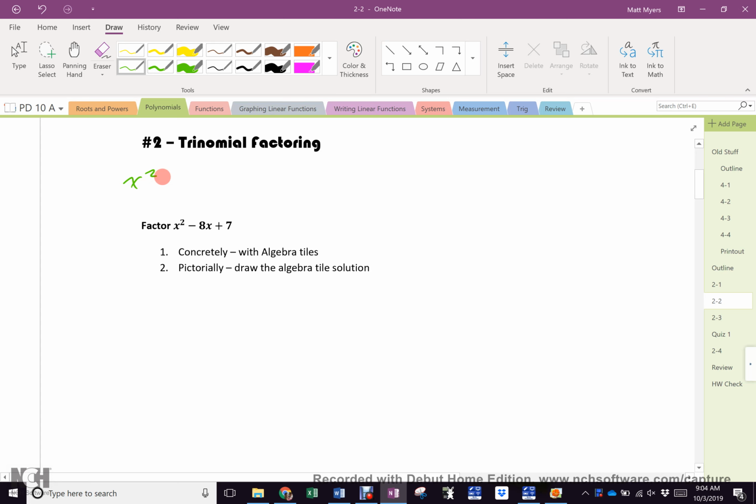very specific type of trinomial. And I'm going to write this trinomial out just with letters. Because, of course, every letter represents any number.